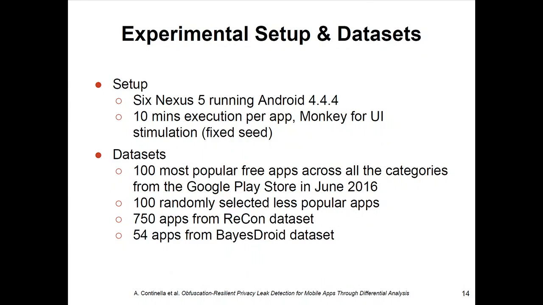And we also obtained access to the datasets of 2 related works: 750 apps from Recon, that is a tool that performs network flow analysis to identify leaks, and also 54 apps from Bayes-Droid that is based on Bayesian reasoning on the values observed in the network traffic.